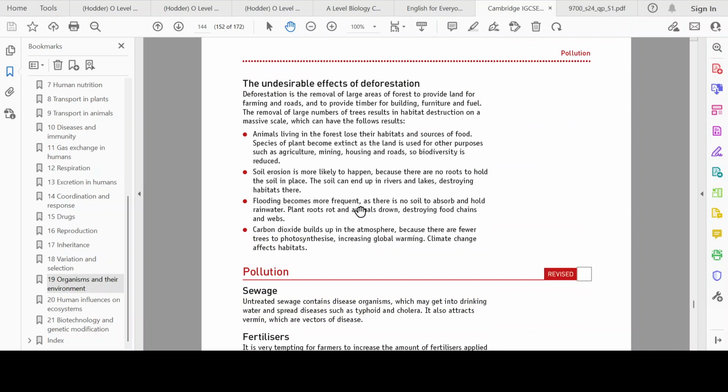Flooding becomes more frequent as there is no soil to absorb and hold rainwater, and so plant roots rot and animals drown, destroying food chains and food webs. And finally, carbon dioxide builds up in the atmosphere because you've removed plants that can bring the carbon dioxide back, and so that's going to lead to global warming, right? Less photosynthesis, increased greenhouse gases, more global warming, climate change, and all the effects we did earlier.